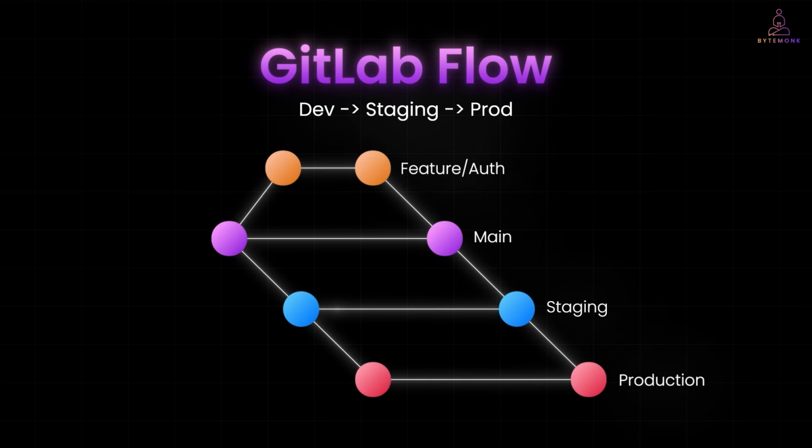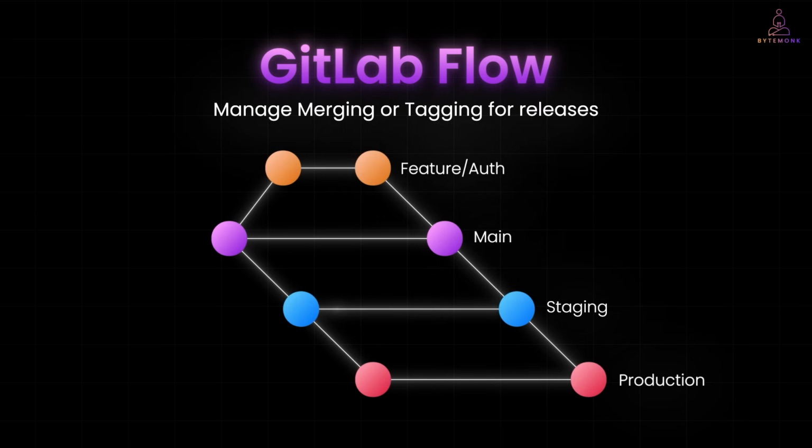However, there's a bit more complexity here. You need to manage merging or tagging for releases. If not disciplined, environment branches can drift. It's not as heavy as full Git Flow, but it's not quite as hands-off as pure GitHub Flow.